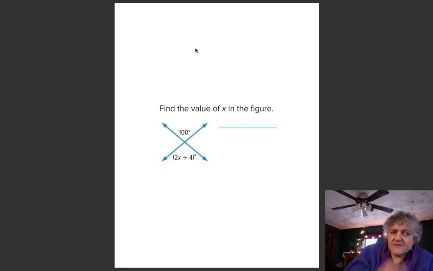Well, hello, it's Mrs. B here, and we're going to take a look at how to find a missing value or to solve for a variable. And in particular, when we have two vertical angles.